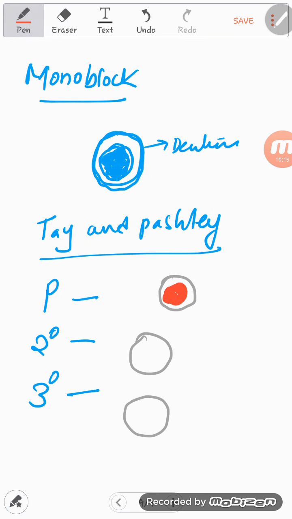So second category is secondary monoblock. We'll keep yellow color as a sealer. So secondary monoblock is one where you will have a root canal filling material, and you are going to have a resin cement, the interface yellow color. So you'll have two interfaces here. One is between the filling material and the resin, and one is between the resin and the dentin.